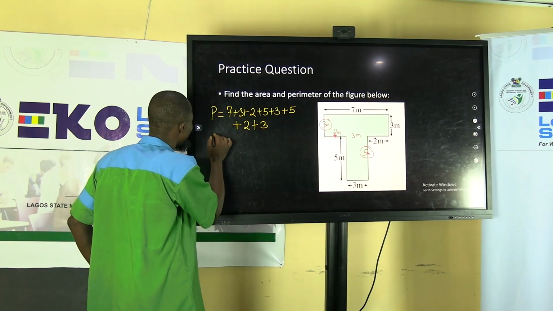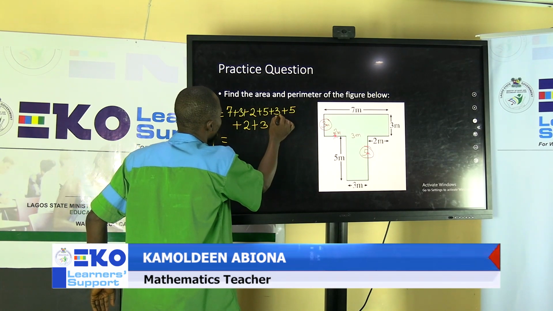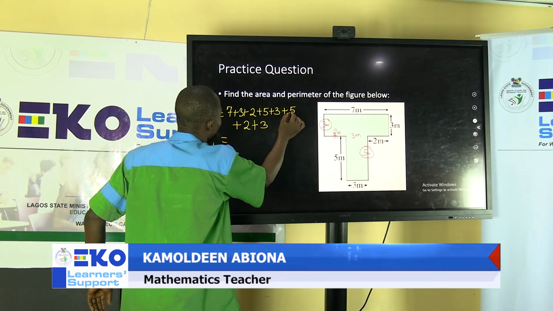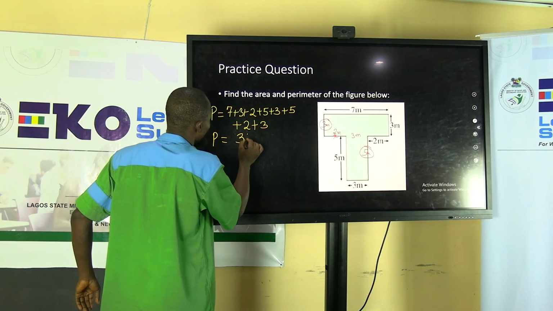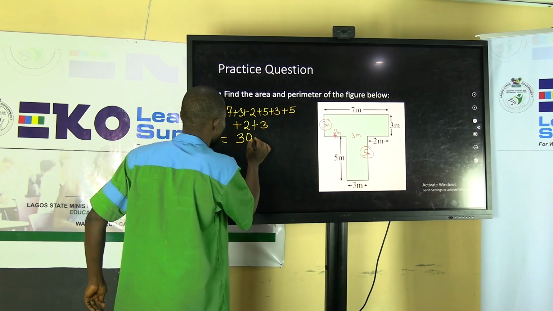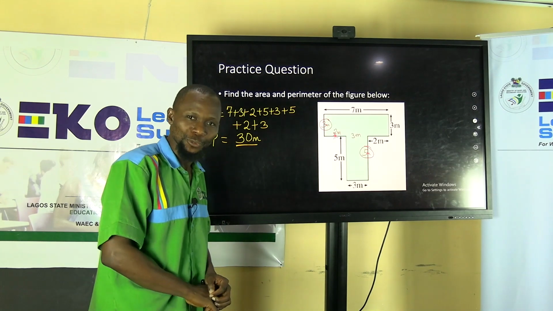So now let's add. This is 10. This is 20. And this is 25. This is 30. So 30 meters. That is the perimeter. I hope you got that.